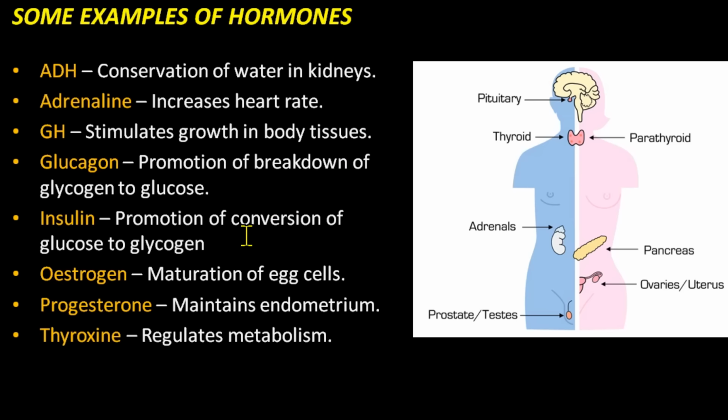Insulin promotes the conversion of glucose to glycogen. Both of these are secreted by the pancreas. Estrogen and progesterone, we'll get into that just now. These help with the maturation of egg cells and the building up of the uterus lining or endometrium. Thyroxine, which is secreted by the thyroid, helps to regulate metabolism and growth within the body.